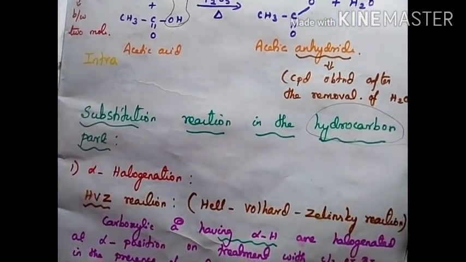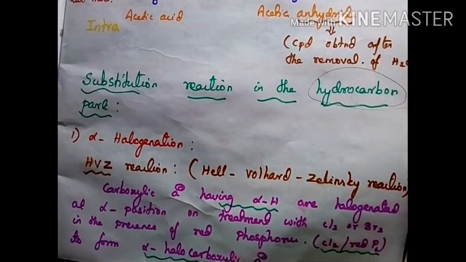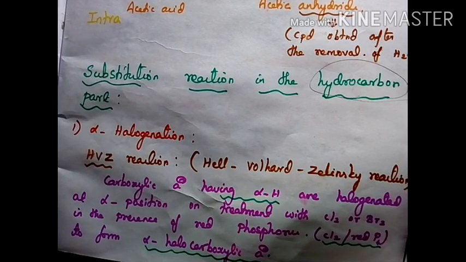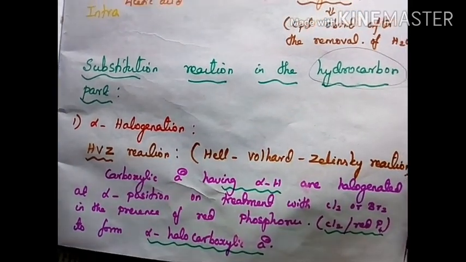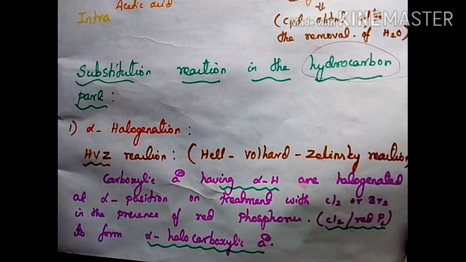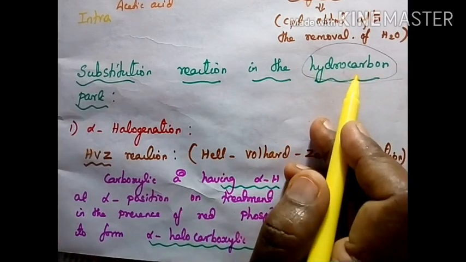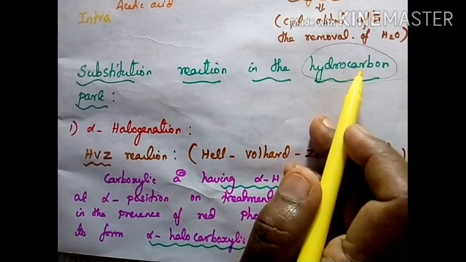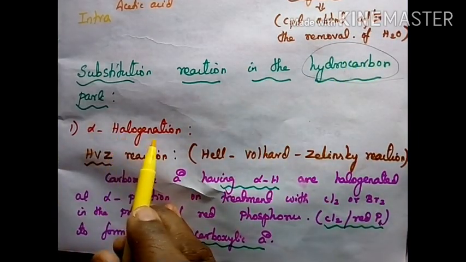Next we are going to see the substitution reaction in the hydrocarbon part. A carboxylic acid has one carboxyl group as well as the CH3 alkane part, no? So first we are going to see the reaction which takes place in the hydrocarbon group. First one is alpha halogenation.